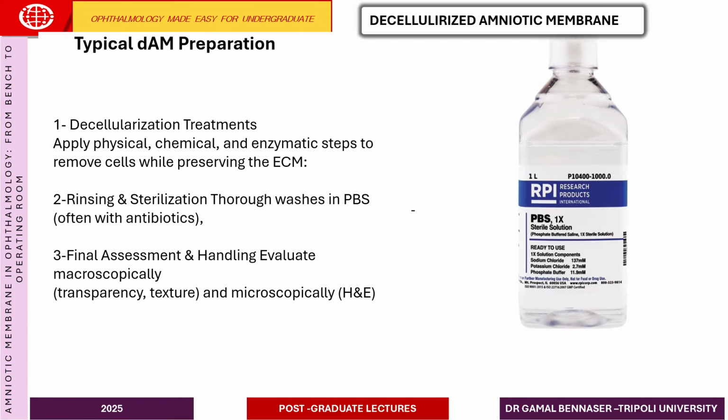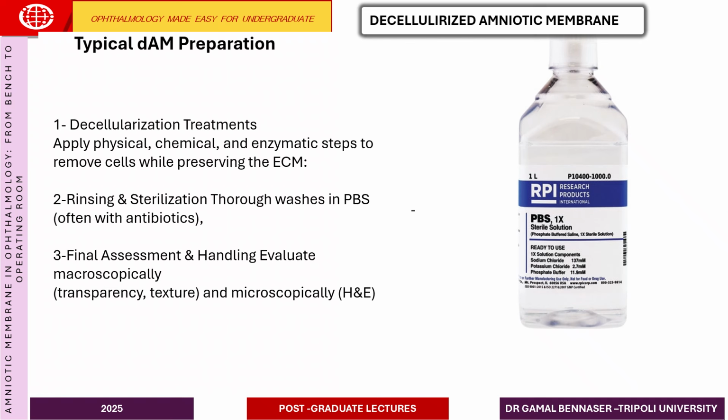Now we will speak about the meaning of decellularized amniotic membrane and the meaning of decellularization. It means that we apply physical or chemical or enzymatic substances to remove the cells while preserving the extracellular matrix. So our aim is to preserve the extracellular matrix, and we remove the cells, as I said, either by physical means, like freezing and what's known as thaw cycles to lyse the cells, or by chemical detergents like Triton X-100 or EDTA, or we use enzymes like trypsin for removal of these cells.